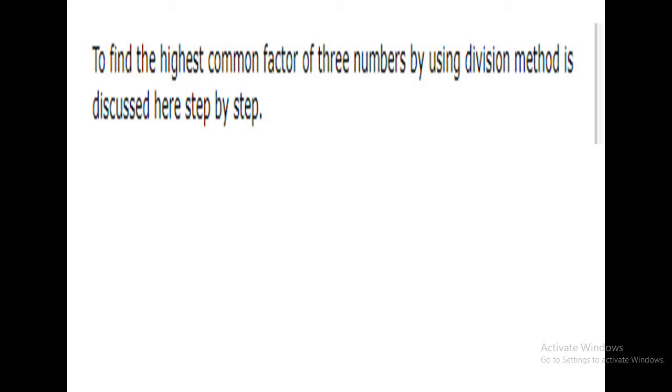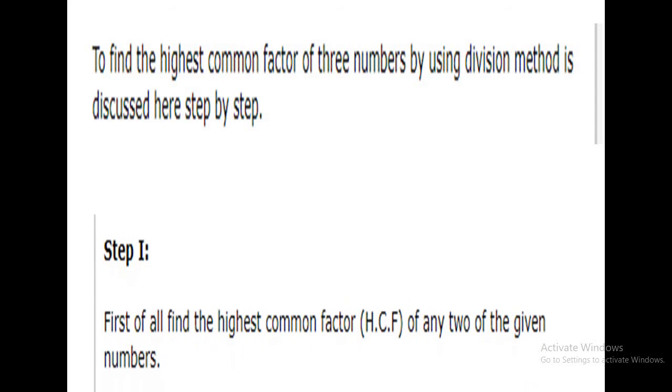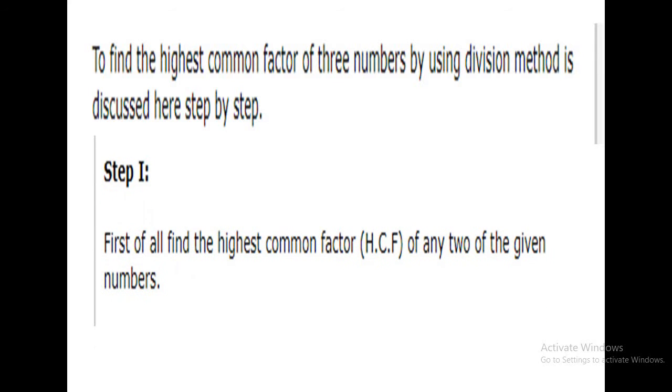If a number divides two given numbers, then it divides their sum and difference also. Example, if 6 divides 12 and 42, then 6 also divides 42 plus 12, that is 54, and 42 minus 12, that is 30. So let us find the HCF of bigger numbers using the division method.